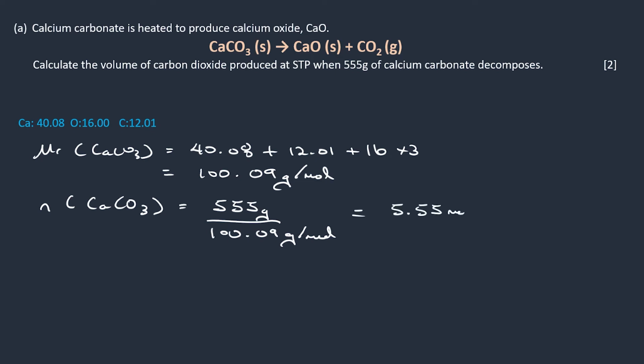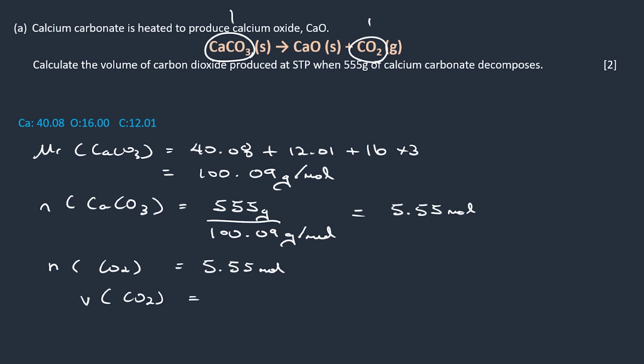Okay, and that gives us 5.55 moles. Now, when you look at the ratio of calcium carbonate to CO2, you can see that it's 1:1. And so therefore, the number of moles of CO2 that we can make out of 555 grams of calcium carbonate is also 5.55 moles. Now then we can convert this into volume using the molar volume of gases, which is 22.7 decimeters cubed at STP.